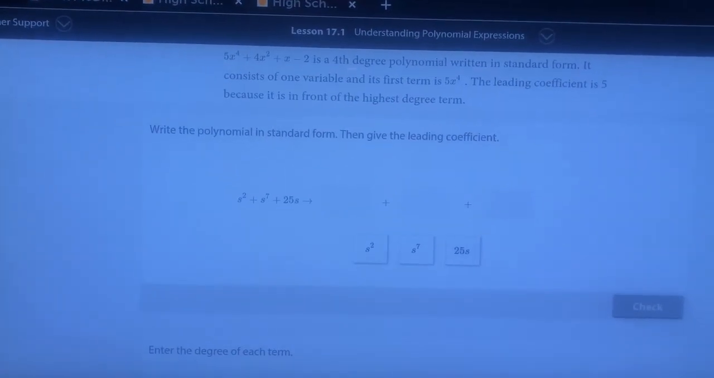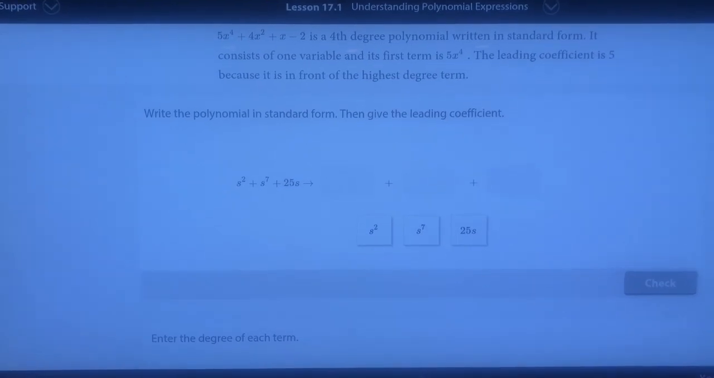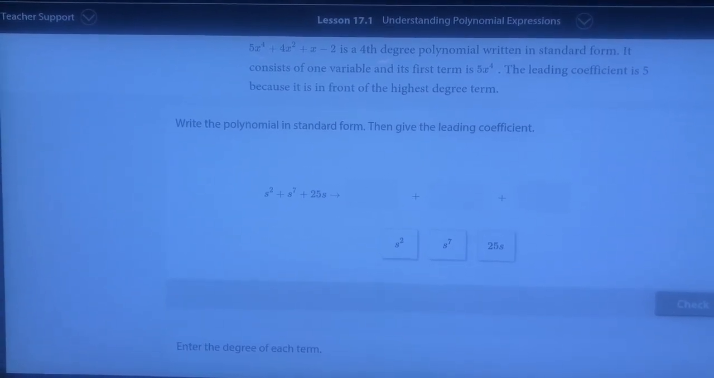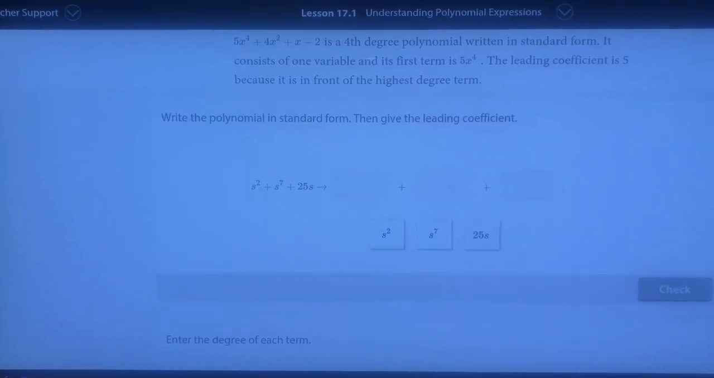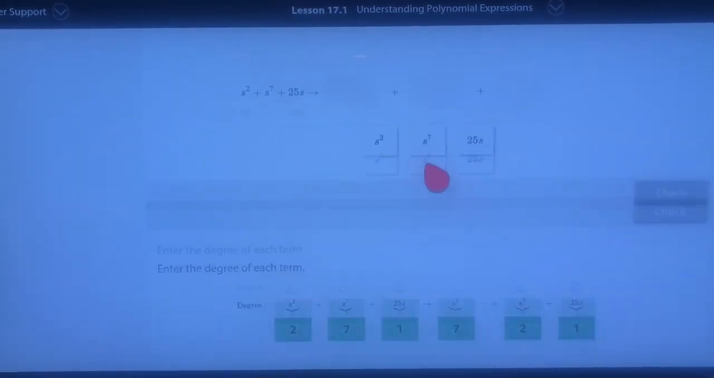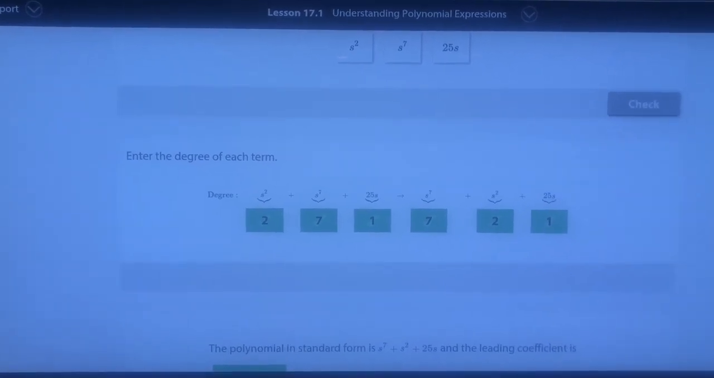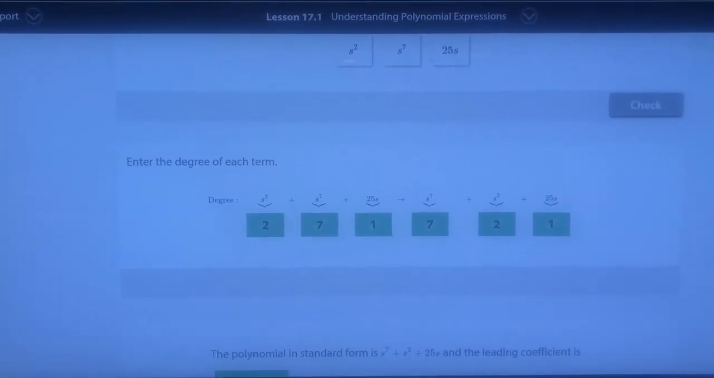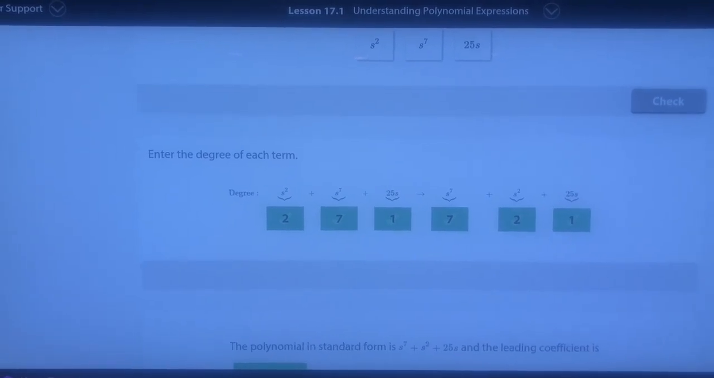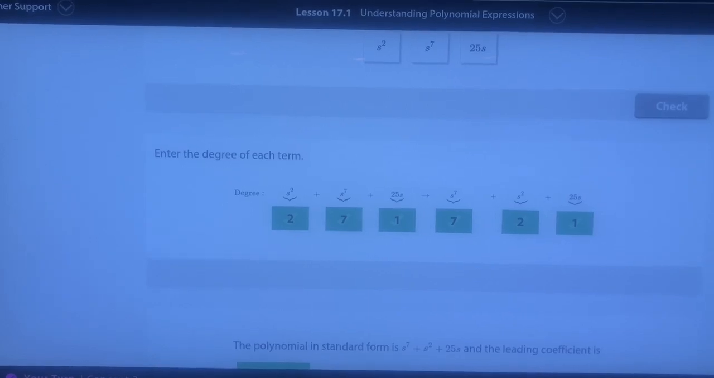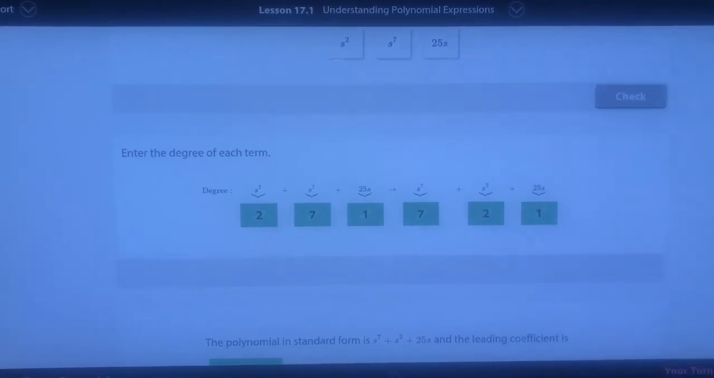So here's an example: s squared plus s to the 7th plus 25s. We look at this and figure out what's the degree of each of those terms. Well, s squared would have a degree of 2. s to the 7th would be the 7th degree. And 25s would have a degree of 1.